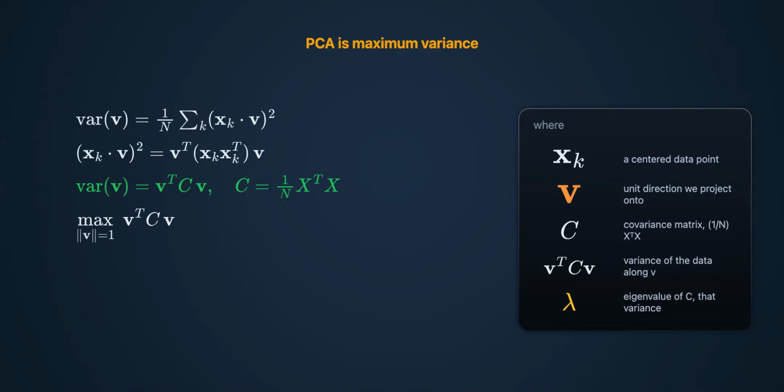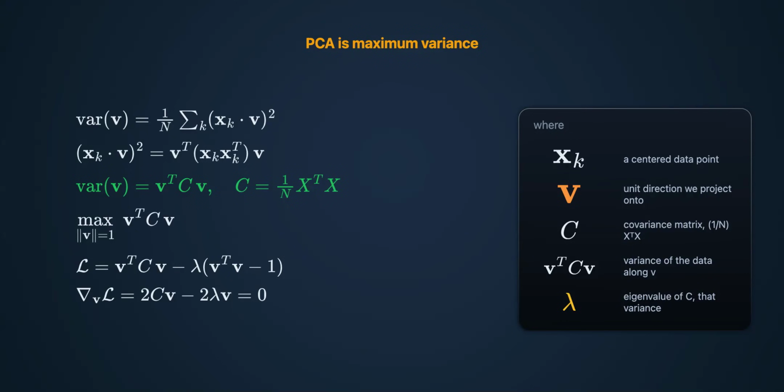PCA wants the direction of most spread, so maximize V transpose CV, but only over unit vectors. Or you could cheat by lengthening V. Handle the constraint with a Lagrangian, subtracting lambda times V transpose V minus 1, which is 0 exactly when V has length 1.